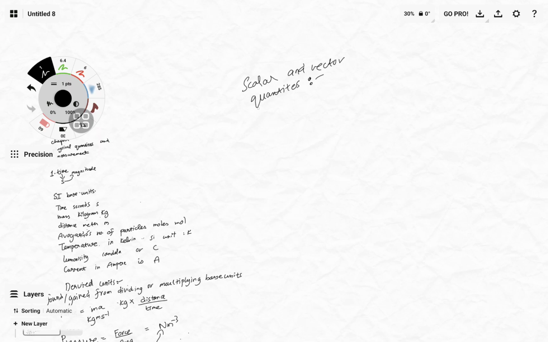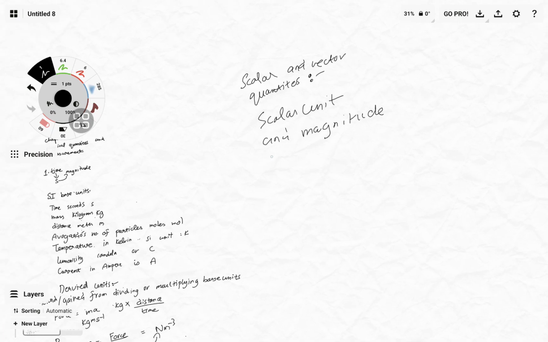Basically, a scalar only has unit and magnitude, but we mainly talk about magnitude, not to be confused with SI base units and physical quantities. Scalar and vector are physical quantities, but they are a more complex form of them. This would be meter, this would be kg, this would be joule, and so on. Scalar.